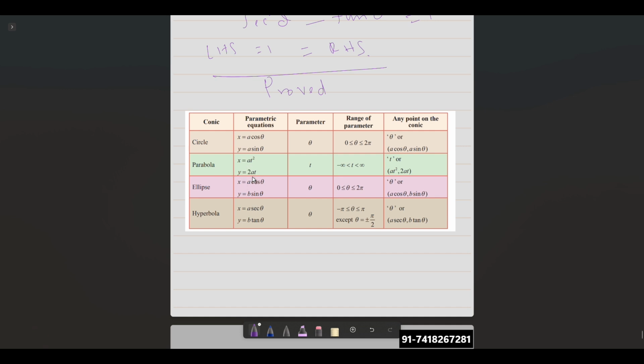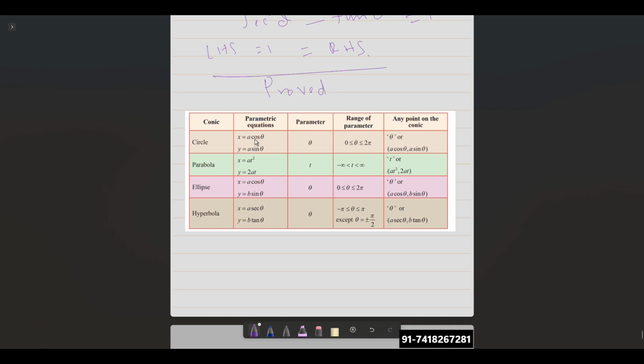Parabola: x equal to at square, y is equal to 2at. This is for y square is equal to 4ax, and your common parameter is t. This t varies over real values from minus infinity to plus infinity, and any point on the parabola will be at square, 2at. Because a is a constant for a given parabola, and the variable is t.